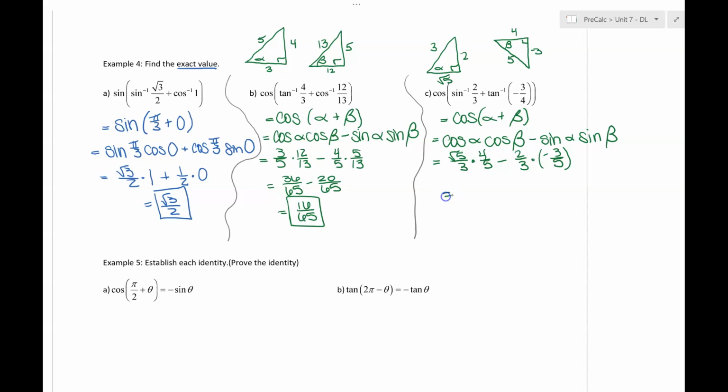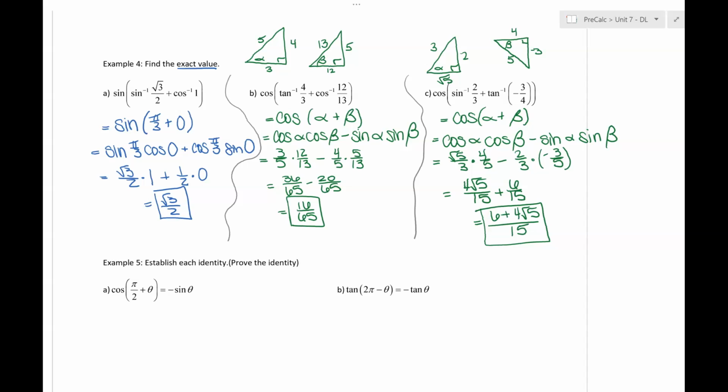All right, if we multiply, we get 4 rad 5 over 15 plus 6 over 15. Can't really combine anything except the denominators, so 6 plus 4 rad 5 all over 15, and 6, 4, 15 don't have a greatest common factor other than 1, so that's our final answer.